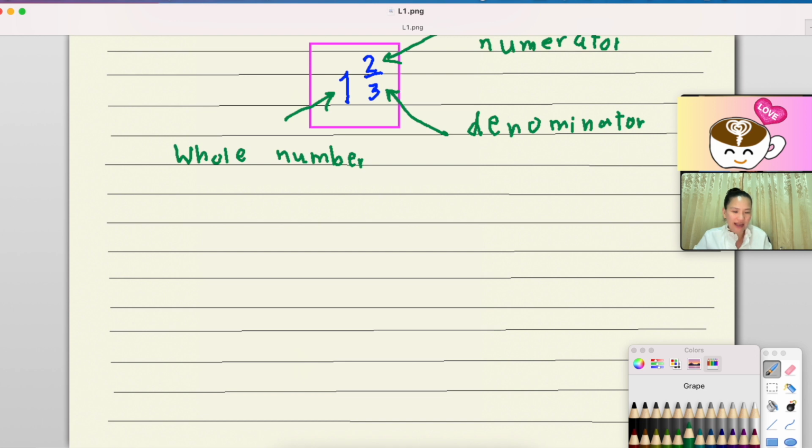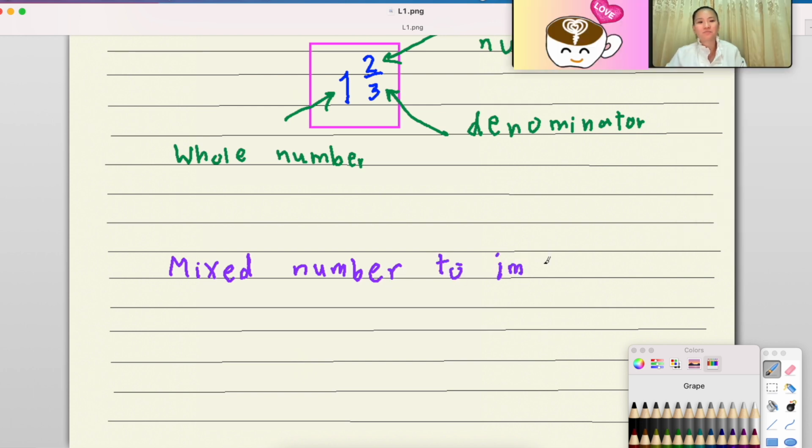How about we convert them from a mixed number to an improper fraction? Do you know the word improper fraction? Why is it not just a fraction? Why is it called improper? I'll show you why. If it's an improper fraction, the numerator is greater than the denominator. That's why when we convert it, it tends to be a mixed number.